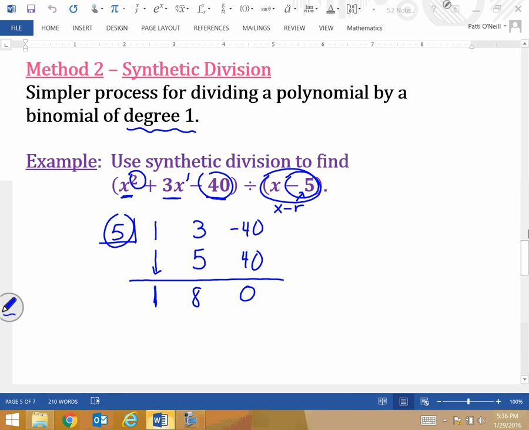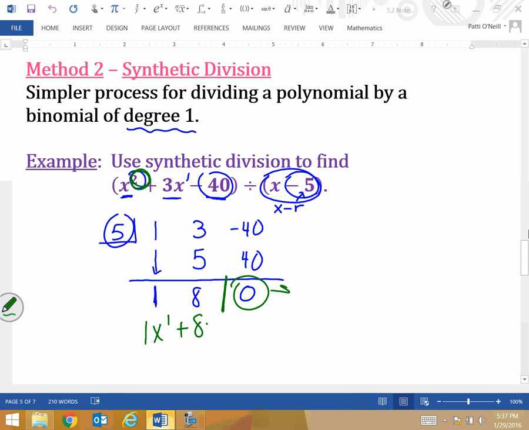Now, the numbers that we get below the horizontal line tell us about our quotient and our remainder. The quotient comes from every value except for the last number that we have. So we're going to exclude this value here right now. Our original problem was to the second degree. Our answer is always going to be 1 degree lower. So this is going to be 1x to the first power plus 8, because it would be x to the 0 power, and x to the 0 is equal to 1.